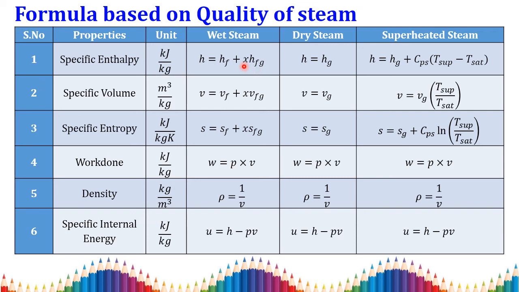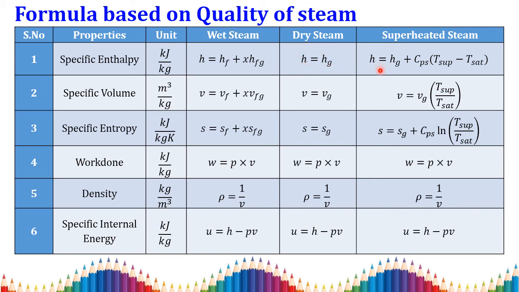What is meant by dryness fraction? It is the mass of vapor present in the total amount of steam, that is mg by (mf plus mg). Then for dry steam, I already said that x equals 1. Substituting x equal to 1, it becomes hfg. hfg can be written as hg minus hf, so plus hf and minus hf get cancelled. Again the term will be h is equal to hg here.